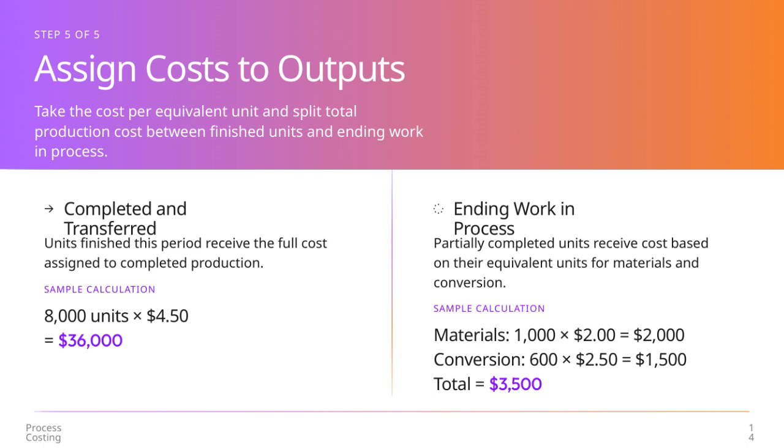For instance, if we have 1,000 equivalent units for materials at $2 each, that totals $2,000. For conversion, if there are 600 equivalent units at $2.50 each, that's $1,500. Adding these together gives us a total of $3,500 allocated to ending work in process. So, essentially, we take the cost per equivalent unit and divide the total production cost between the finished units and the units still in process at the end of the period.